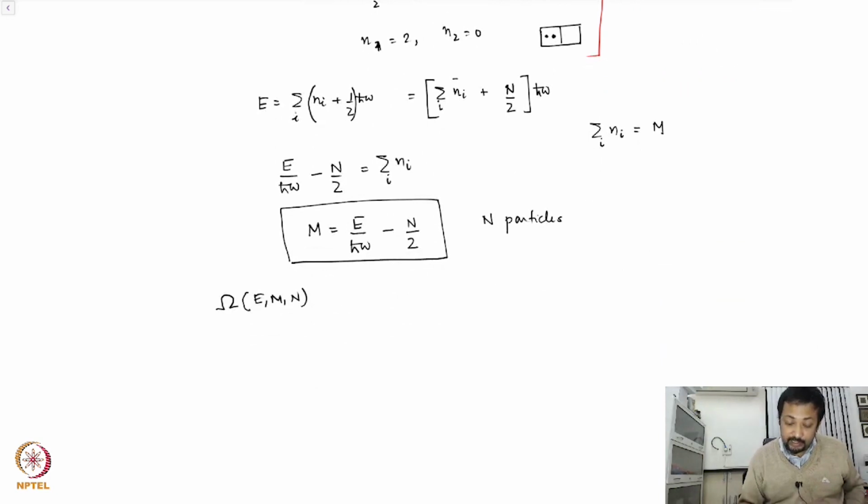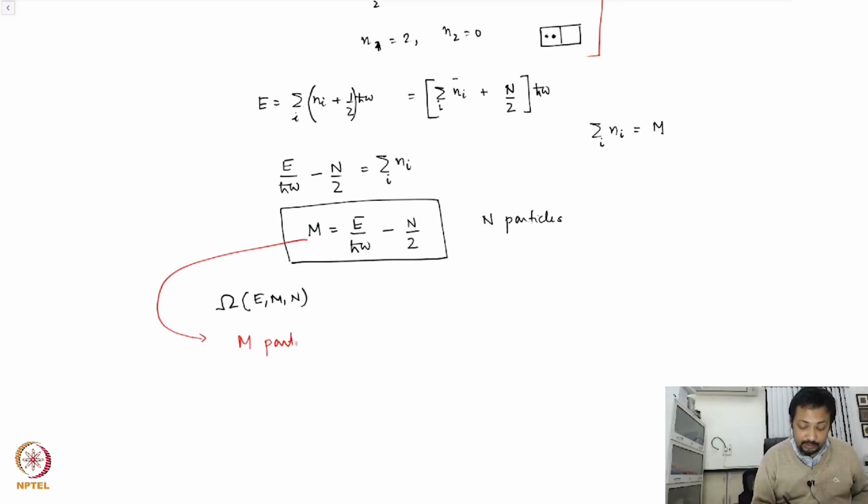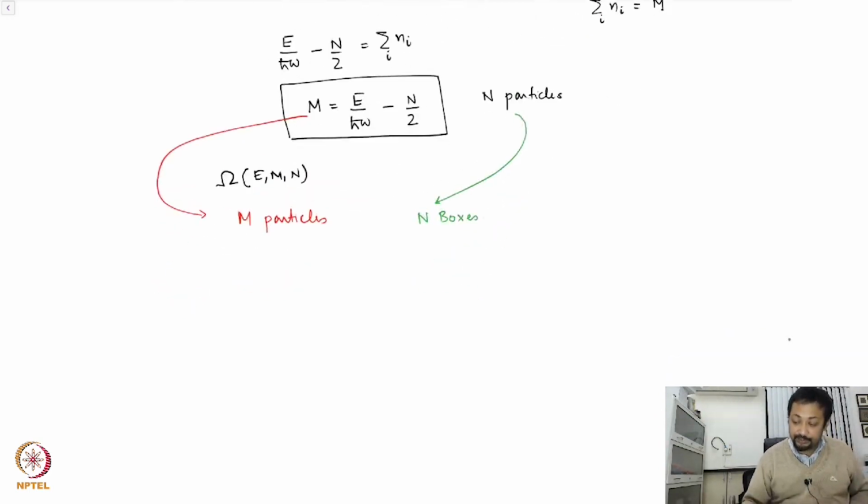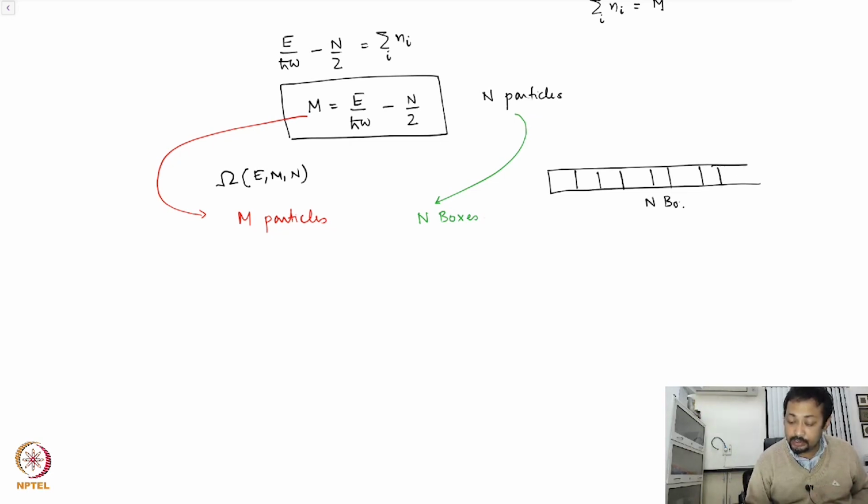So the general idea is that this is now interpreted as m particles, and this is now interpreted as n boxes. Therefore, you have n boxes and you have m particles. While you are thinking about particles, you can think about m marbles also, which you want to put in the boxes. And this effectively means that n boxes means the ends of these things are fixed.